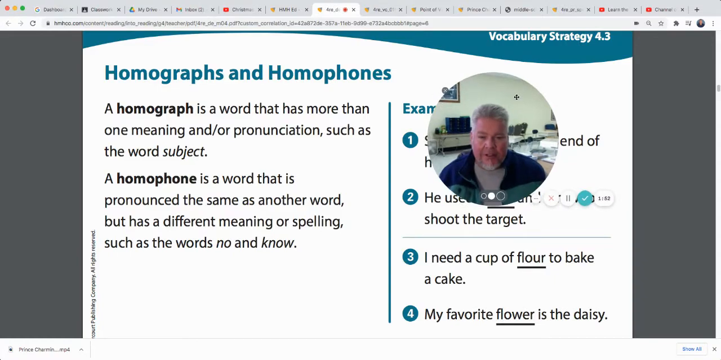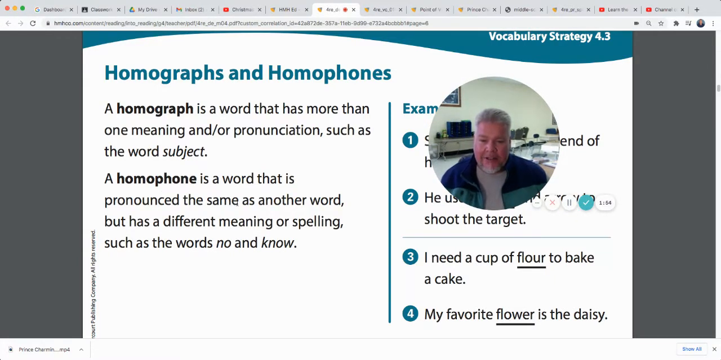And homophones are words that sound exactly the same. They're pronounced the same as another word, but have a different meaning or spelling, like the words no and no. The examples here are, I need a cup of flour to bake a cake, or my favorite flower is the daisy. These words, you say them the same. They're not like bow and bow. You say them exactly the same, but they're spelled differently. Flour, flower. This kind of flour is the kind you bake with, and this kind is the kind that grows and produces seeds like we've been studying in science. Okay? So these are homophones.